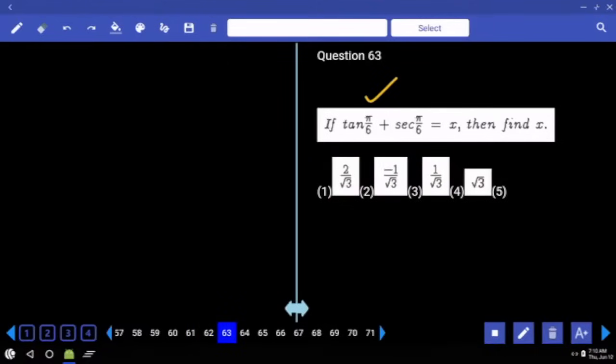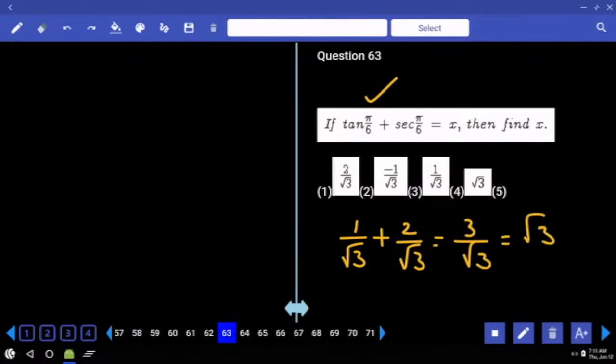Pi by 6, 180 by 6, 30. Tan 30, 1 by root 3. Secant 30. Cos 30 is root 3 by 2, so secant 30 will be 2 by root 3. Then 3 by root 3, simplified value root 3. Fourth option.